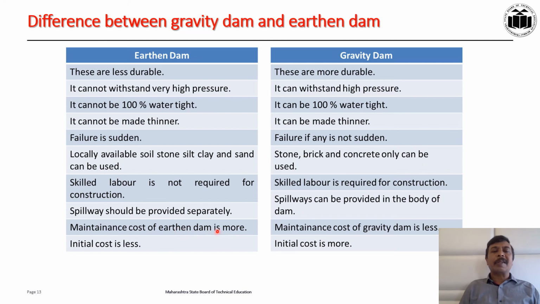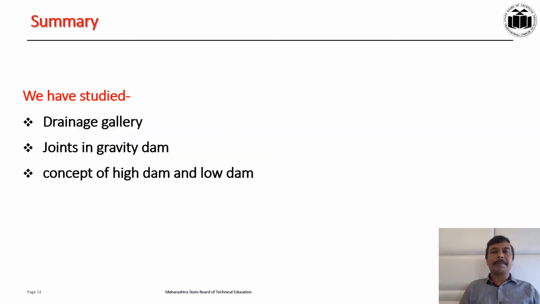Maintenance cost of earthen dam is more. Maintenance cost of gravity dam is less. Initial cost of earthen dam is less. Initial cost of the gravity dam is more. So from these different points, we get a clear difference between the earthen dam and gravity dam.